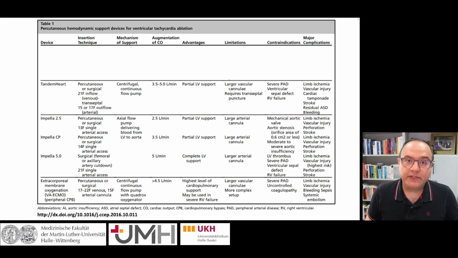I usually use the Impella CP as the standard for hemodynamic support during VT ablation. We have some other options, some other devices like TandemHeart, and also in rare cases and rare patients, as we will see in the case studies, we have to use ECMO for complete hemodynamic support. The alternative would be Impella 5.0.